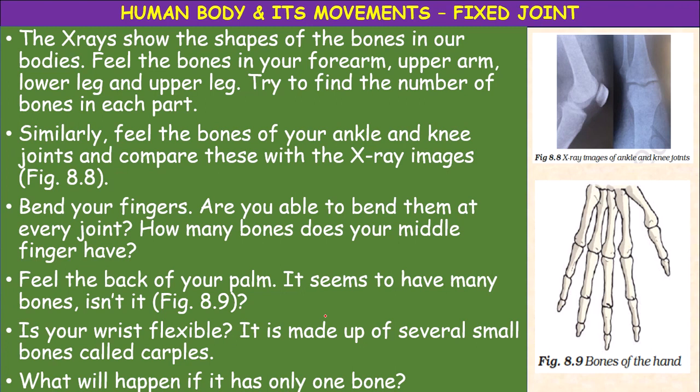Your wrist is flexible because it is made up of several small bones. They are called carpals. The small bones of the hands or the wrist are called carpals. What will happen if it has only one bone? You can't move it flexibly. We can't grip anything. Those small bones and small joints help us to move the fingers, to bend the fingers. Flexible movements are possible.